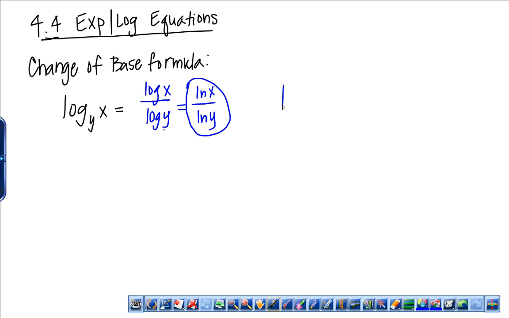Let's say that you have log base 2 of 10. What you would change that to is log base 10 over log base 2. You would then plug that into your calculator and you would get an estimated answer, and that would be 3.322. And you need to try that just to make sure that you can do that.